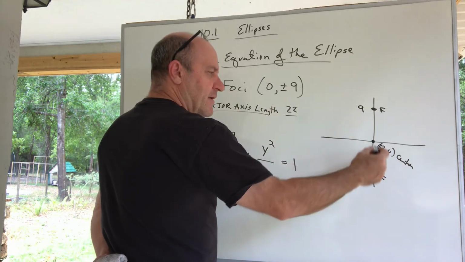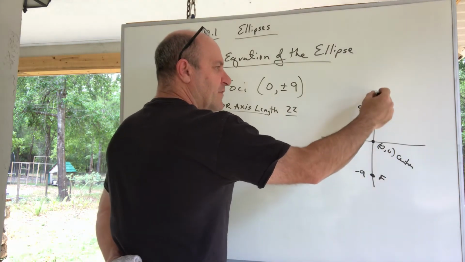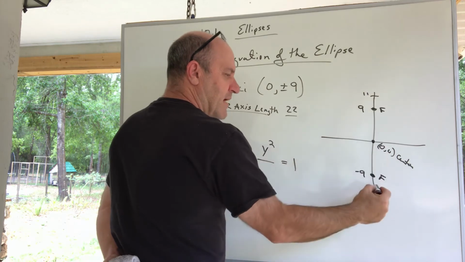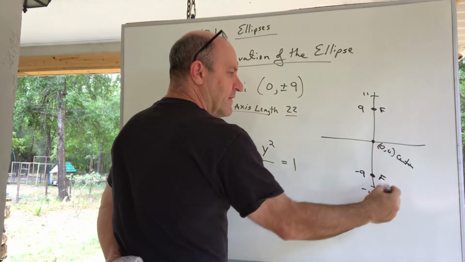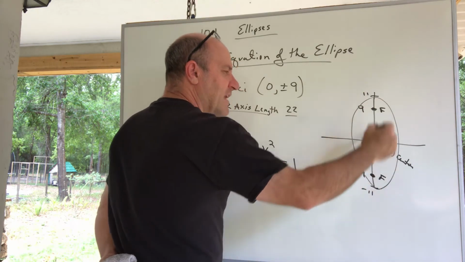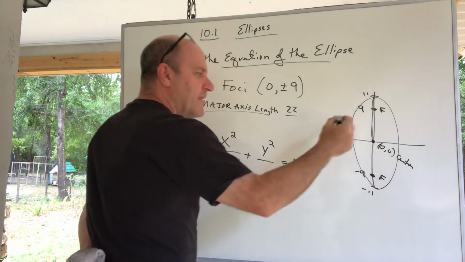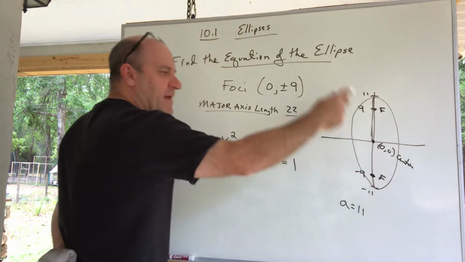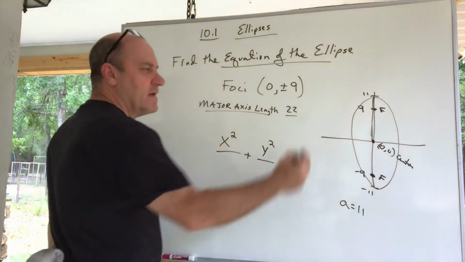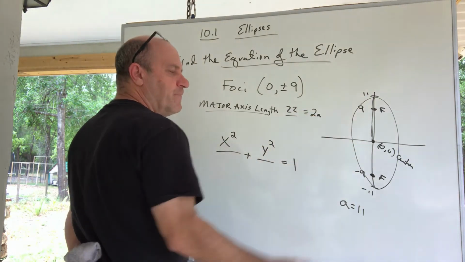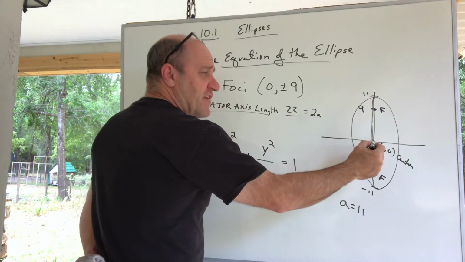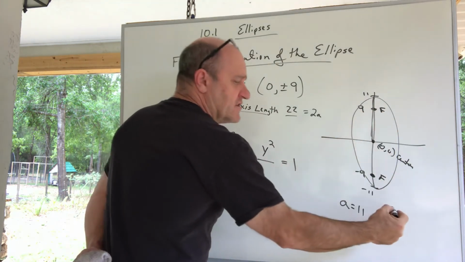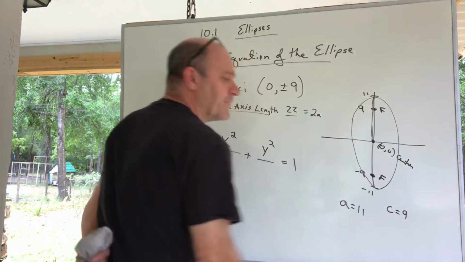Now the major axis is length 22. So if it's length 22, then it goes up here to 11 and down to negative 11. Well then I just learned that a is 11. The length of the major axis is always 2a, so a is 11. And by the way, from the center to the foci is c, so c is 9.